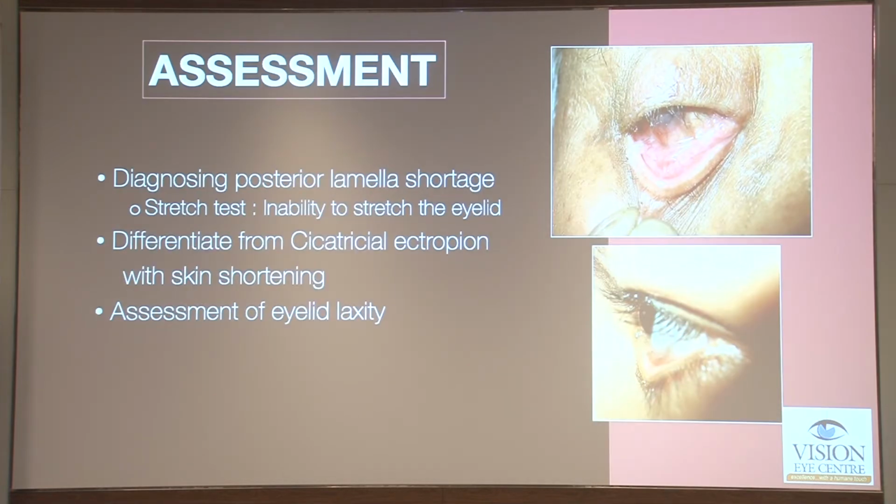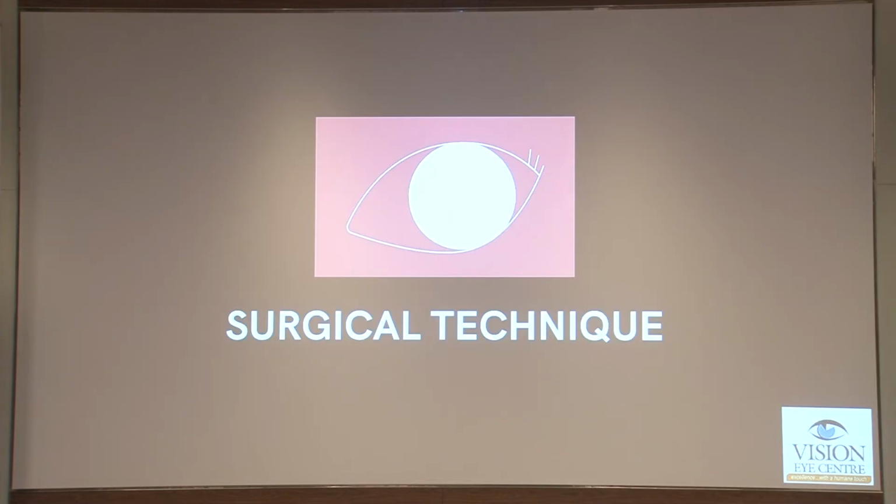So the first thing is to assess how much posterior lamellar shortening there is. You do the stretch test, to differentiate from cicatricial ectropion. You have to look at the anterior lamella as well and check how much lid laxity there is, to see if you have to plan any other combined procedures.